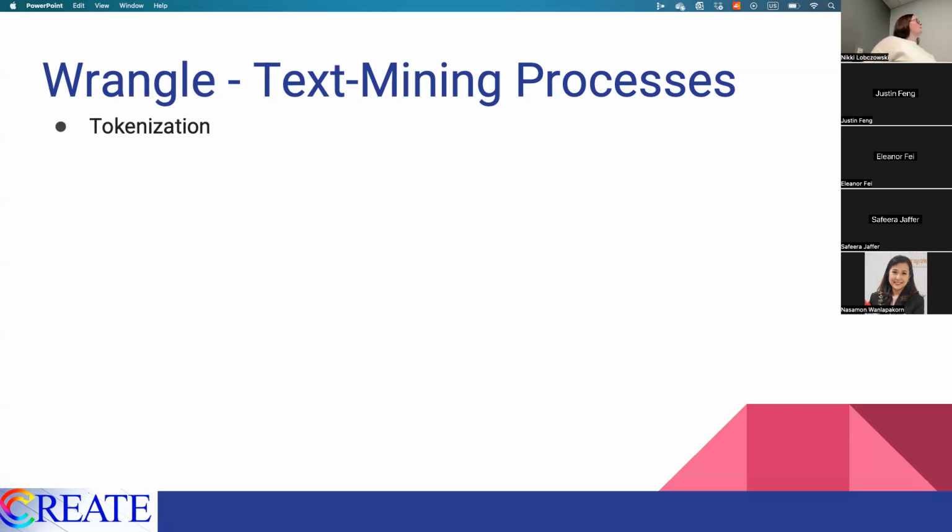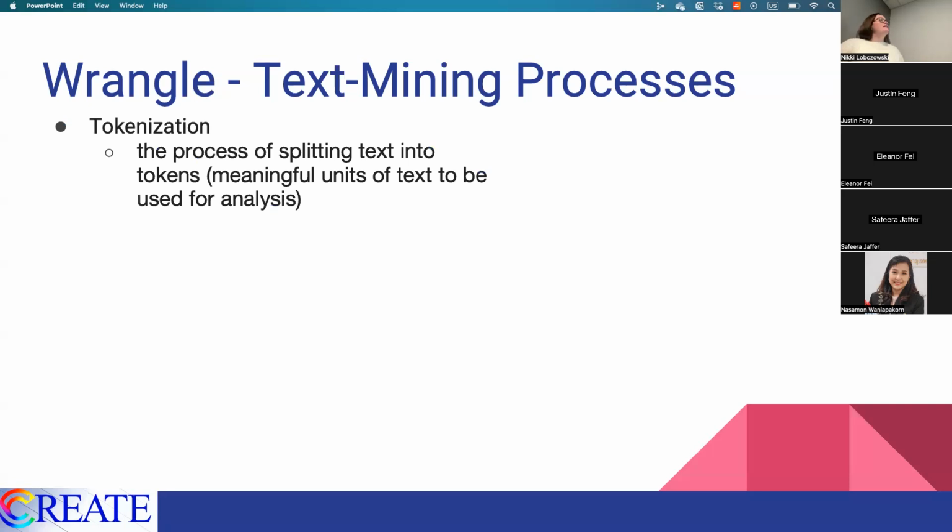So that's what we're going to do with wrangle. The first one is tokenization. Tokenization is the process of splitting text into tokens, which I briefly mentioned, which are meaningful units of text to be used for analysis.